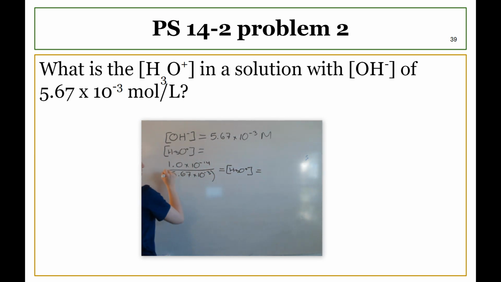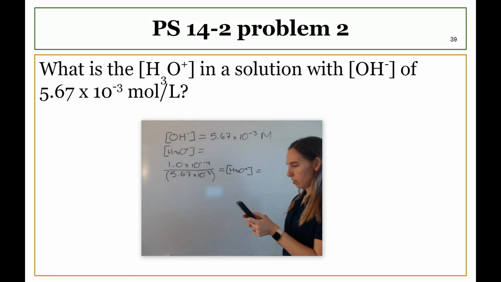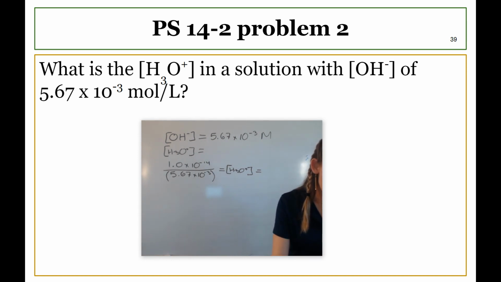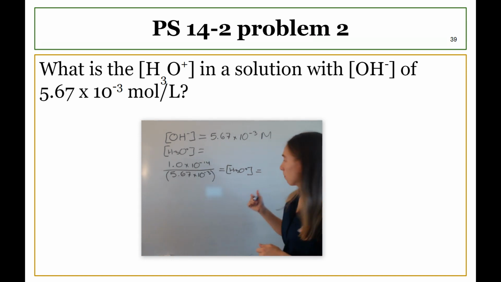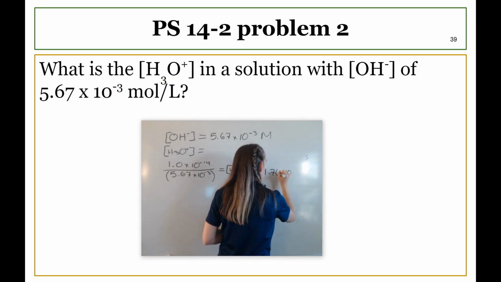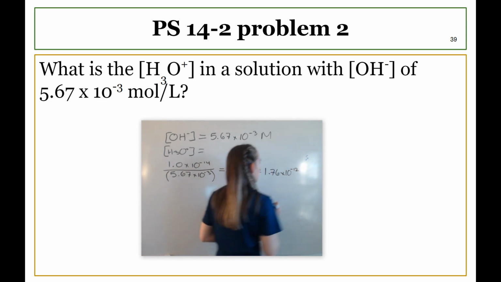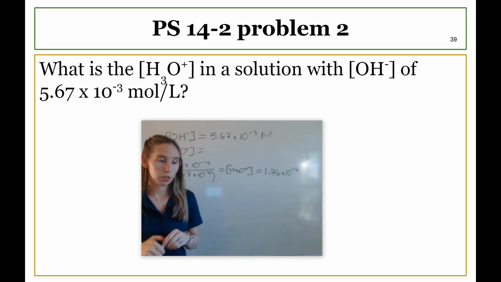Remember your parentheses in the denominator. Let's try this. 1 times 10 to the negative 14 divided by parentheses 5.67 times 10 to the negative 3. And we have 1.76 times 10 to the negative 12. And there's your answer for problem 2 on the worksheet.